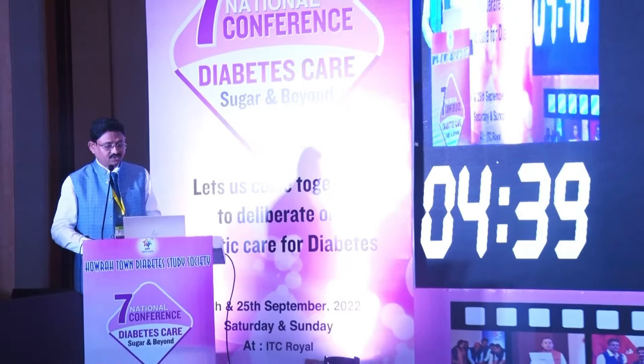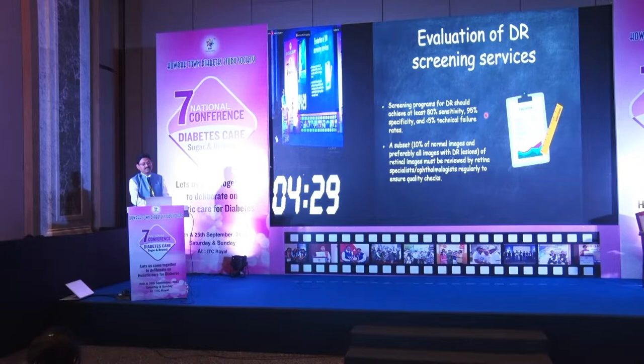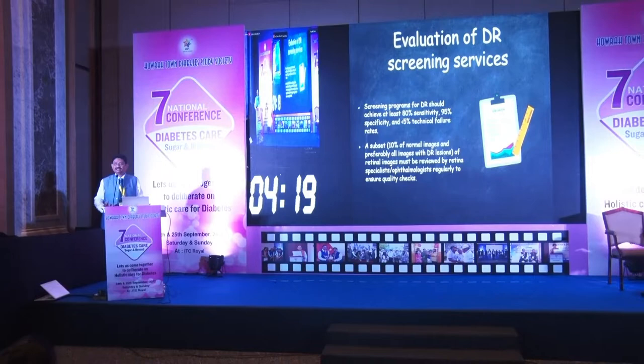The evaluation of the diabetic retinopathy screening system, which I was talking about: the screening program should have at least 80% sensitivity and 95% specificity. Less than 5% technical failure can be accepted. So 95% specificity is available for almost all established AI systems, which have this kind of criteria. Obviously, trained personnel will have near about 98 to 99% sensitivity.